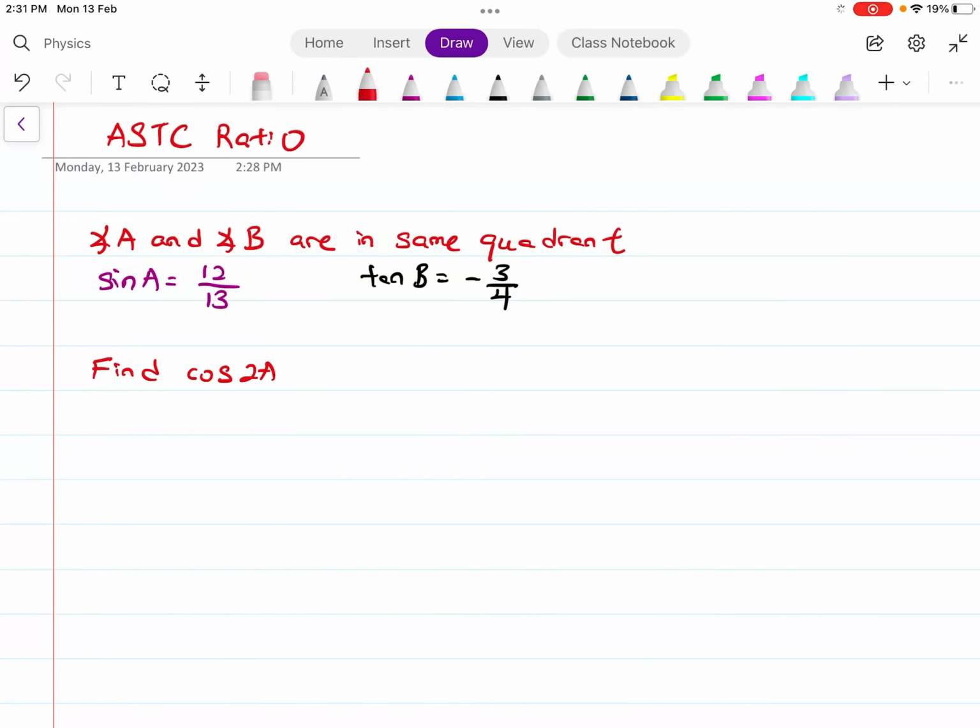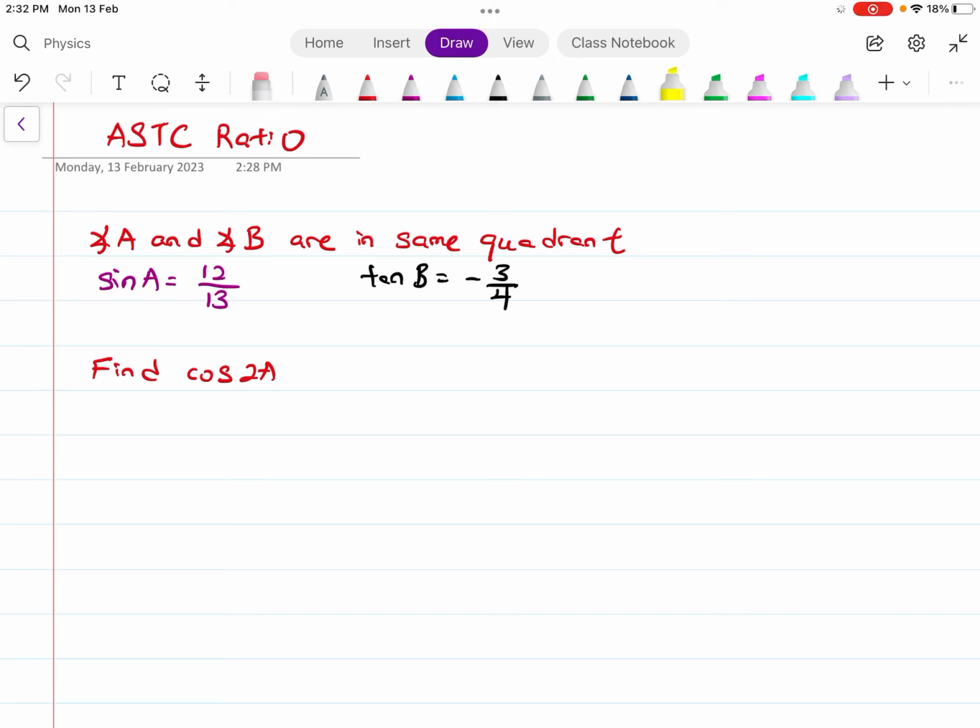Alright, so let's go through this ASTC ratio question. We have angle A and angle B, right? They are in the same quadrant, where sine A equals 12 over 13 and tan B equals negative 3/4. For part C, they ask us what is cosine 2A.